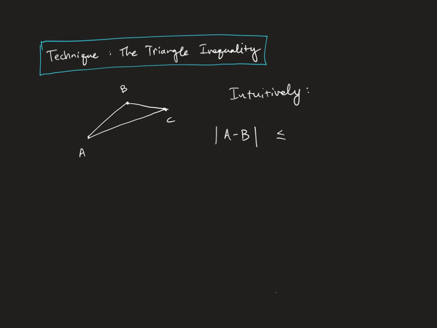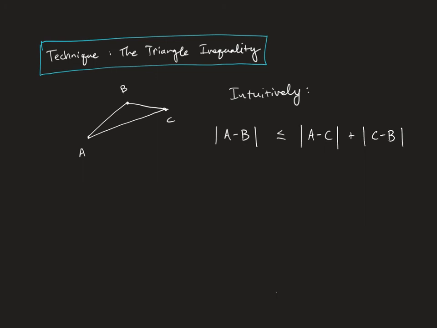So the length of the side AB, or the length of the vector that goes from A to B or from B to A, is less than or equal to the sum of the other two sides. So A minus C plus B minus C. Or maybe I'll say it as C minus B, that'll be more convenient for me. Okay, so that's one thing. This is called the triangle inequality, and maybe I'll put that down in a second.